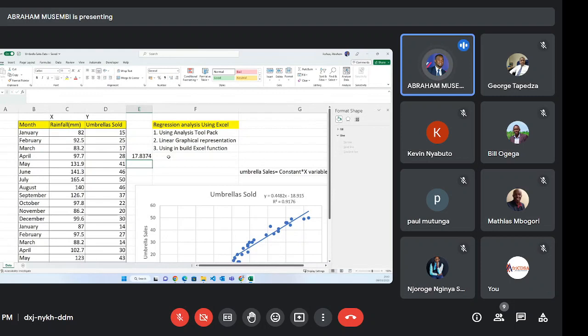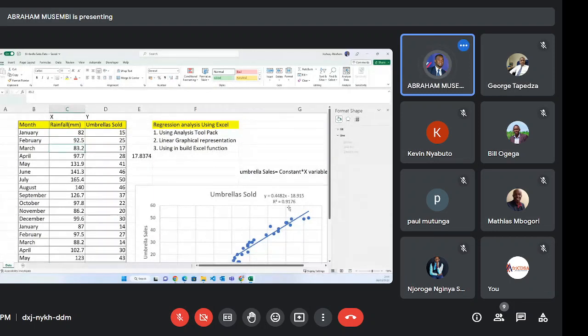With that we'll get, you can see, almost 18, or 17. So with this, at least you can see it is something close to 15, or it lies between 15, that is the amount of rainfall, which is 82 and 83.